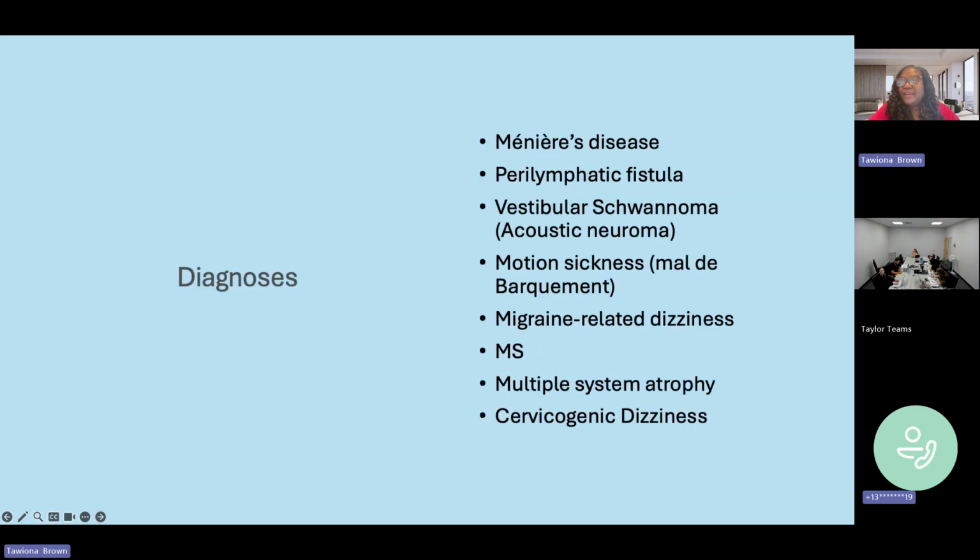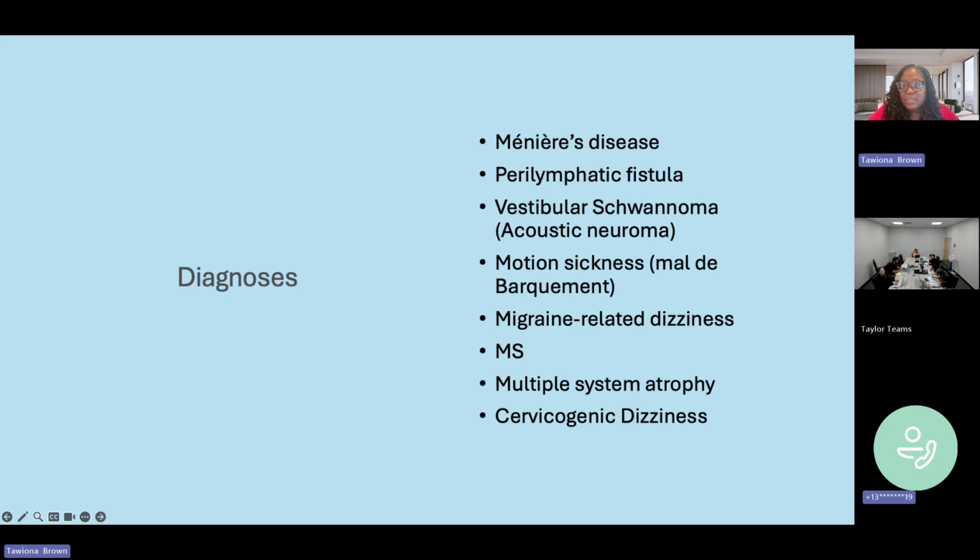So here are some diagnoses that I definitely went over in your async material. Please be sure to review those for testing purposes. Diagnoses for the vestibular system are Meniere's disease, perilymphatic fistula. So I guess I'll start at the beginning. I think you guys said you didn't review any of this yet, hardly.